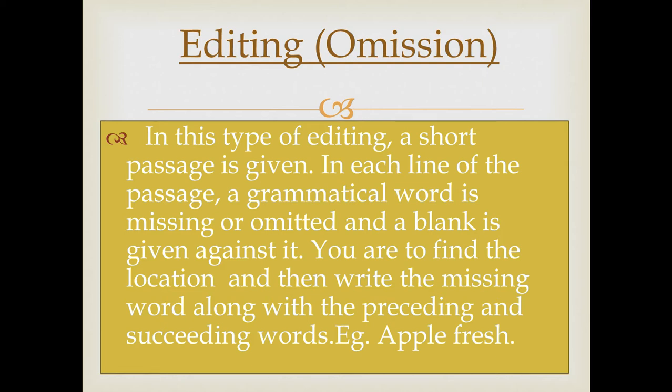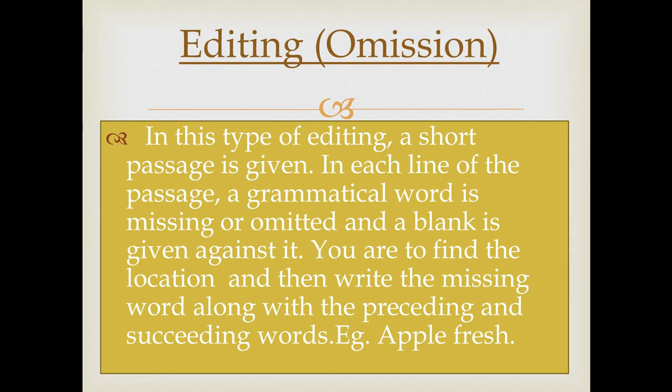Let's see. Here it is apple fresh. Now do you think there is something missing in between? Yes, the missing word is "is." Apple is fresh, right? So what we have to do is, there will be blank given there. So first we have to write apple, the preceding word. Then we have to write the missing word, that is "is."